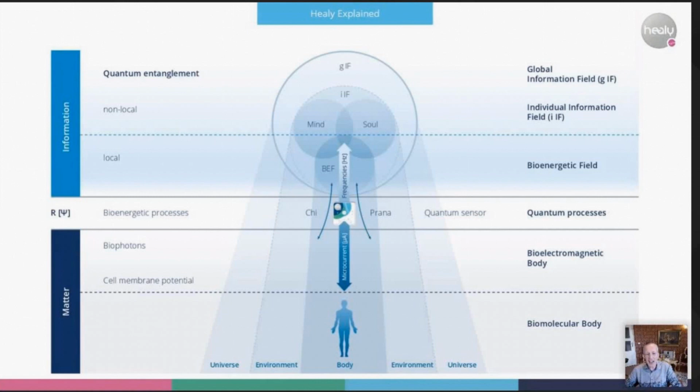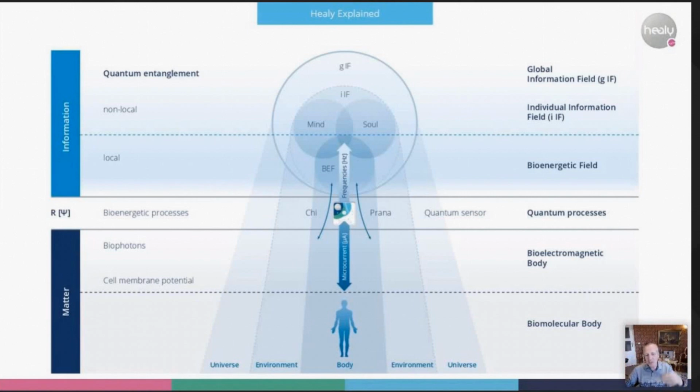So the Healy analyzes on this level of the quantum processes, constantly analyzing which frequencies shall be applied to achieve two goals. And these two goals are very clearly shown in this graphic. There's one arrow going down and one arrow going up. It's actually the same arrow which has two directions, but this makes it very clear.